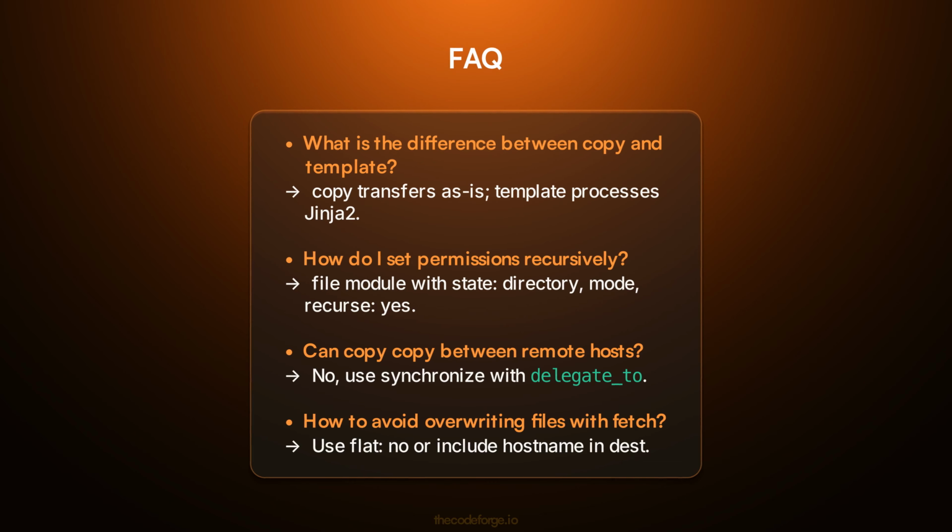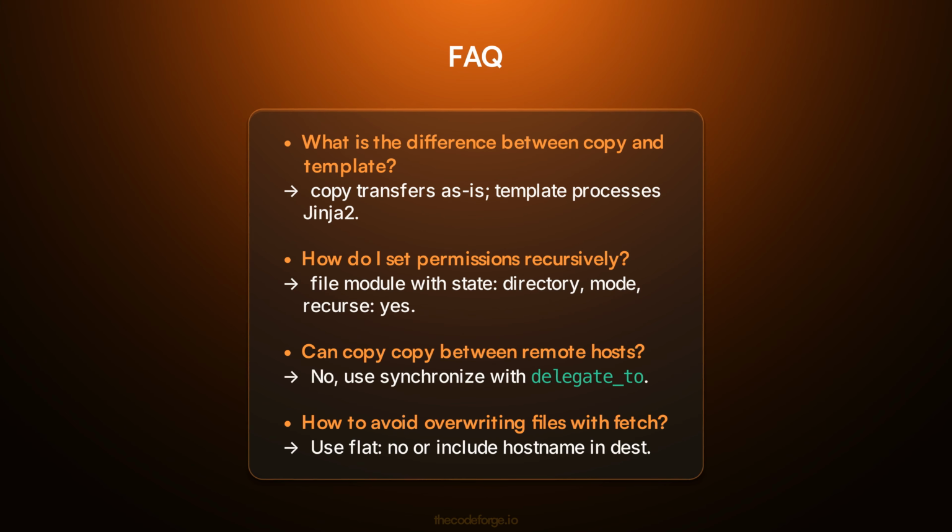And a few frequently asked questions. What is the difference between copy and template? Copy transfers as is, template processes Jinja2. How do I set permissions recursively? File module with state: directory, mode, recurse: yes. Can copy between remote hosts? No, use synchronize with delegate_to. How to avoid overwriting files with fetch? Use flat: no or include hostname in dest.